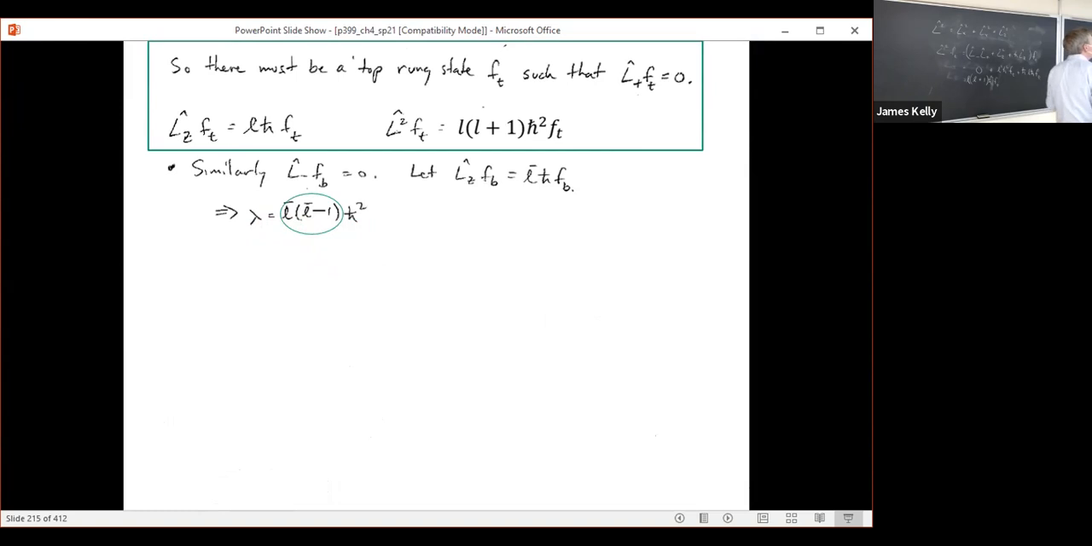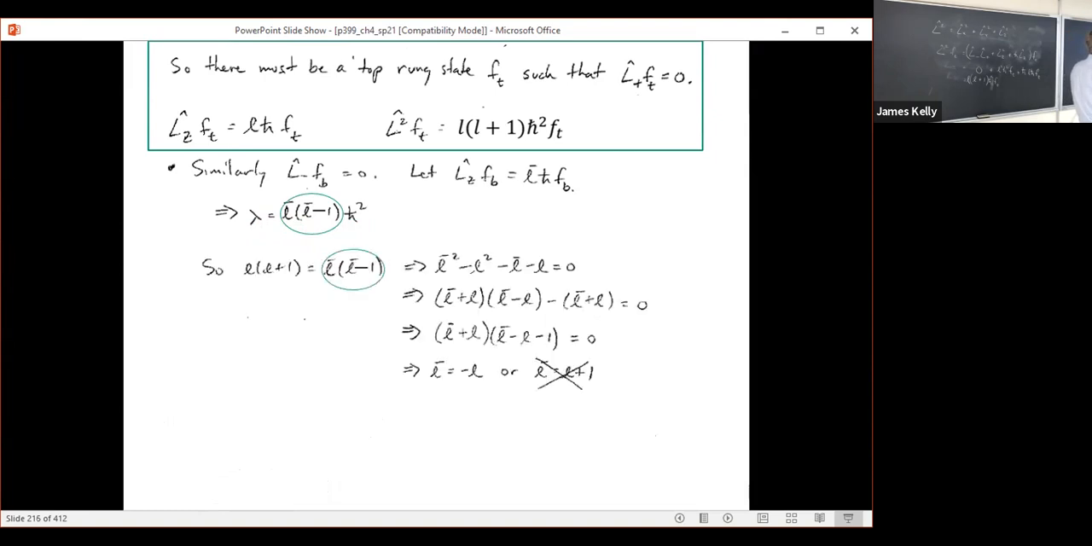Now we're on the same ladder, and so those two lambda values are the same. We found out that lambda should be l times (l plus 1) times h bar squared, and it also has to be equal to l bar times (l bar minus 1) times h bar squared. So let's set them equal to each other. Again, this thing I've circled in green, I had a plus sign there, but it's supposed to be a negative sign in the notes. Everything that followed looked correct, but I had just written something down incorrectly there.